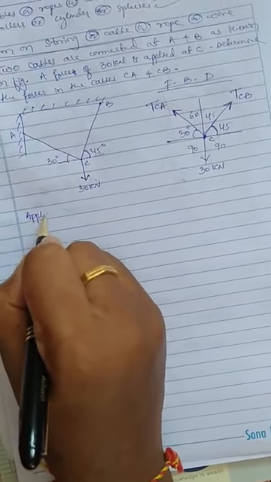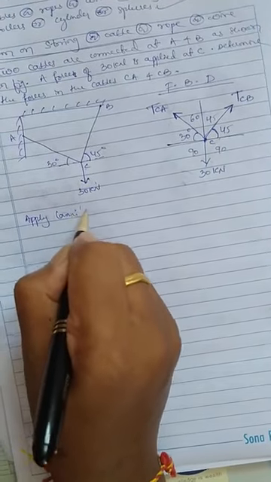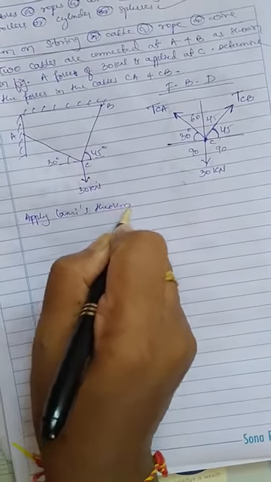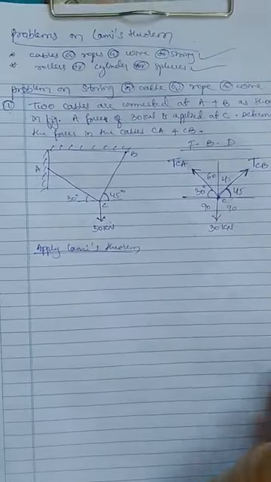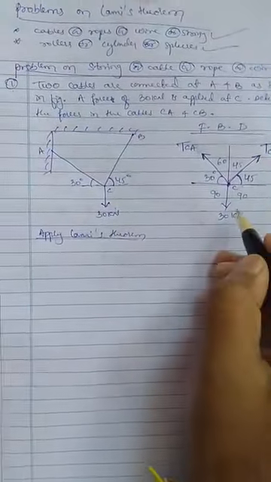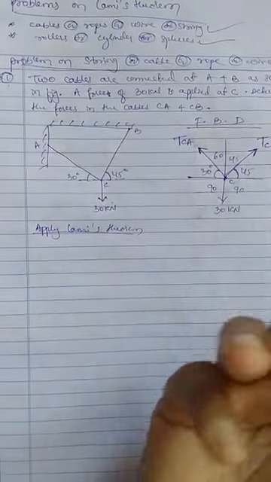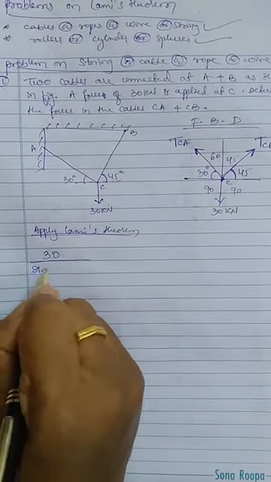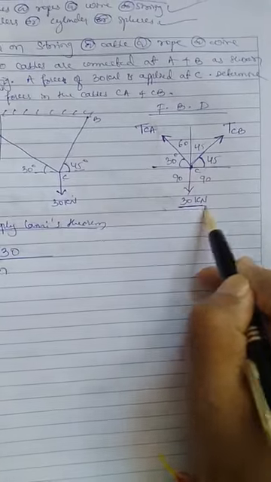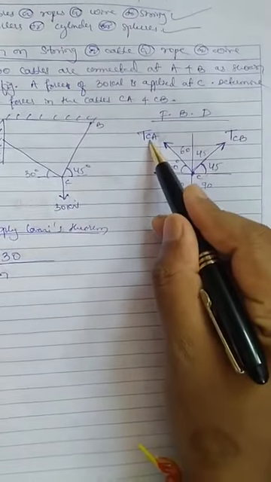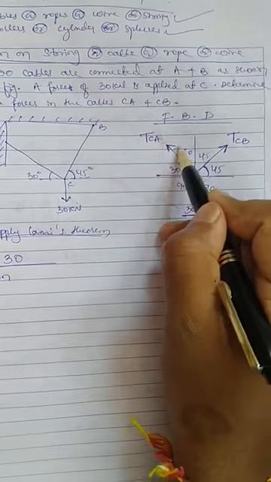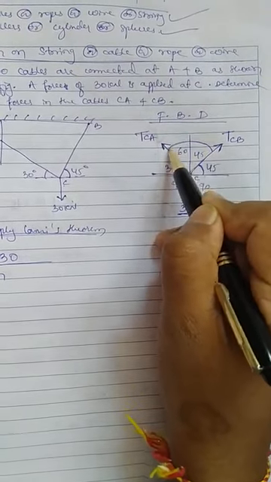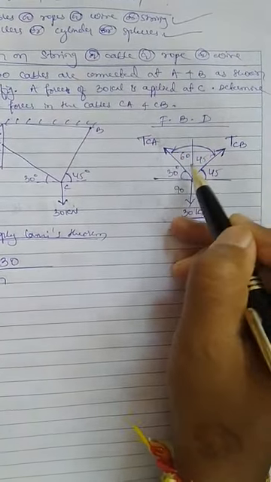Apply Lami's theorem. First, always write the known force. Which is the known force here? 30 is a known force and two are unknown, so I can easily apply Lami's theorem. First I will write 30 divided by sine of the angle between the opposite two forces. When I consider the force 30, the opposite two forces are TCA and TCB. We need to consider the angle between these two forces.